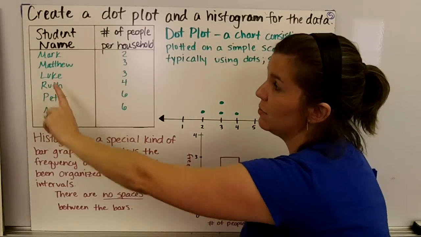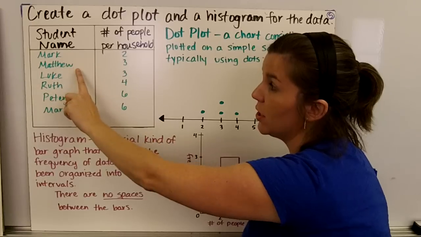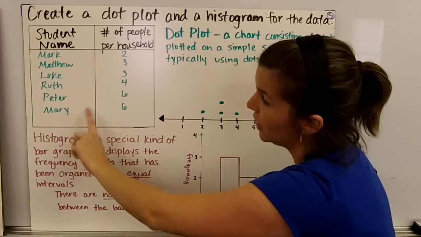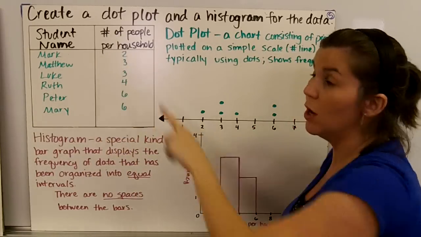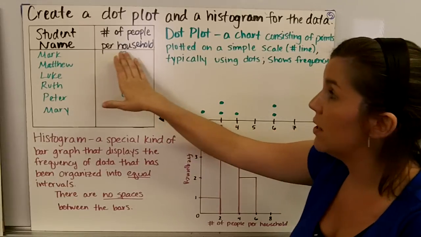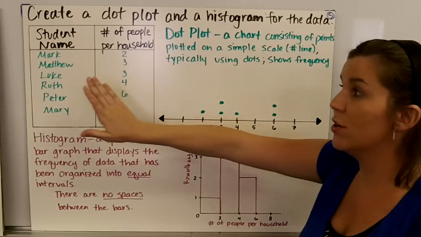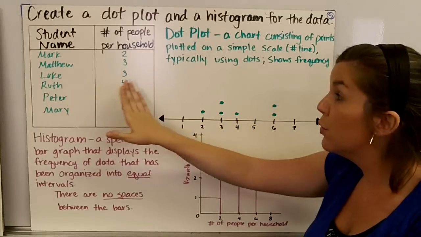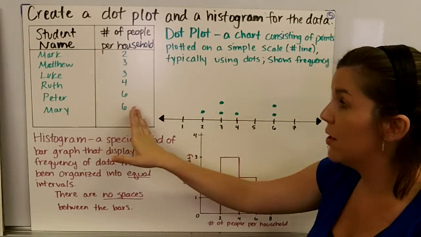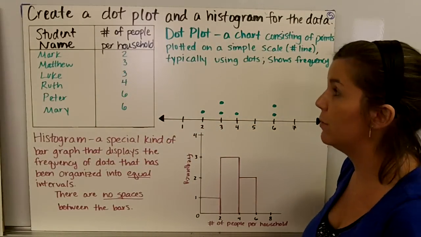So here we have some information. Student name: Mark, Matthew, Luke, Ruth, Peter, and Mary. Number of people per household. In Mark's household, there are 2 people. In Matthew's, there are 3. Luke's, there are 3. Ruth, 4. Peter, 6. And Mary has 6 people in her household as well.